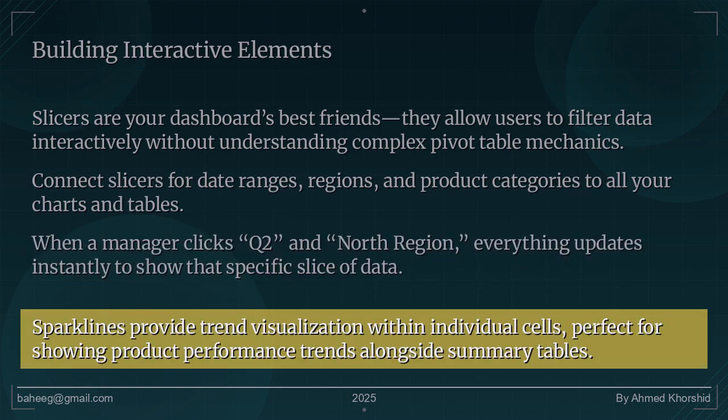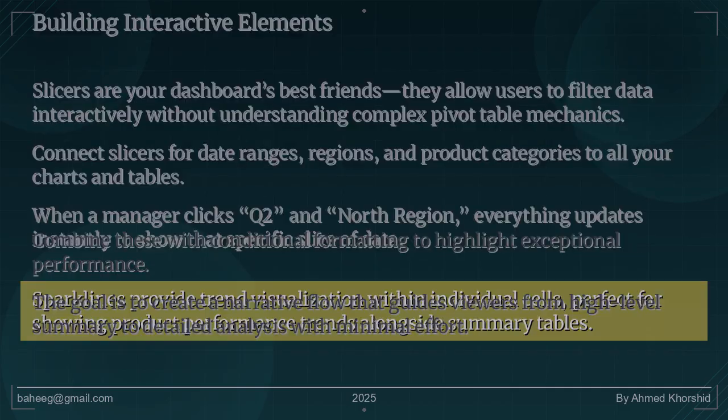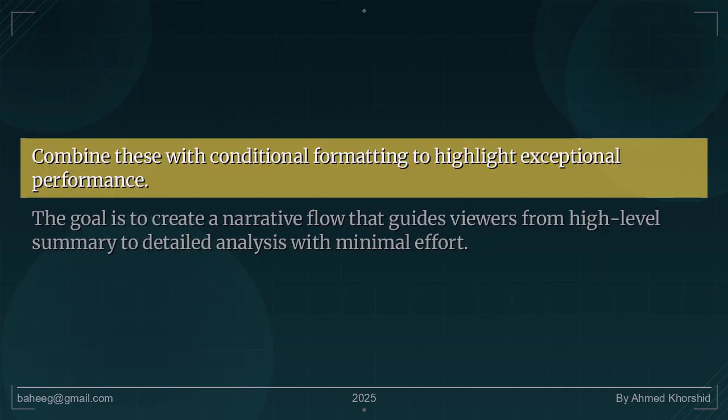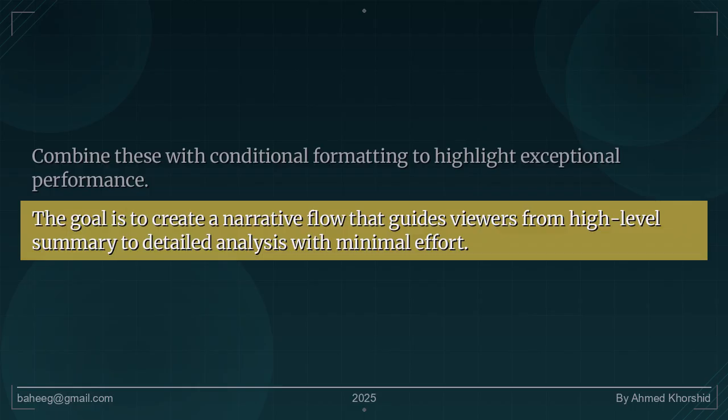Sparklines provide trend visualization within individual cells, perfect for showing product performance trends alongside summary tables. Combine these with conditional formatting to highlight exceptional performance. The goal is to create a narrative flow that guides viewers from high-level summary to detailed analysis with minimal effort.